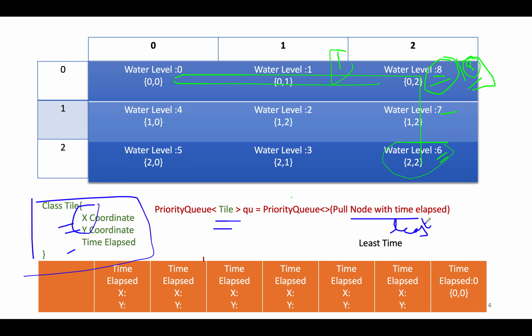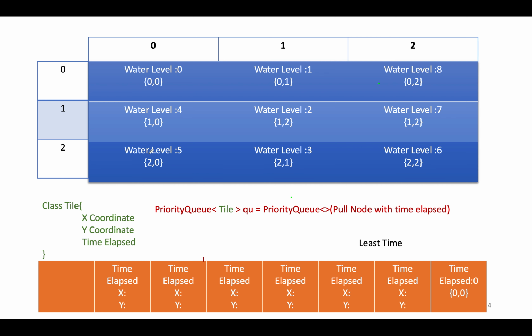And now let's start with the iteration. We are at 0,0 index and the water level here is 0. So we will add it into the priority queue and initialize the least time as 0. And since we are already at this node, we'll mark it as visited. The visited array is there in order to avoid recursive loops. So next we'll pull out elements from this priority queue and the least one will be pulled out.